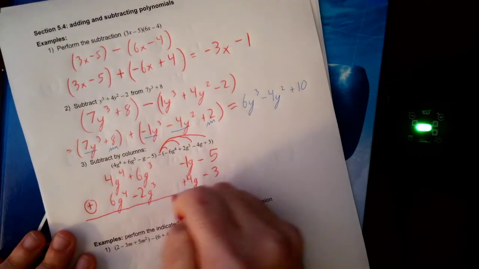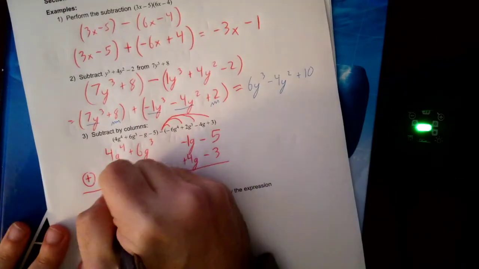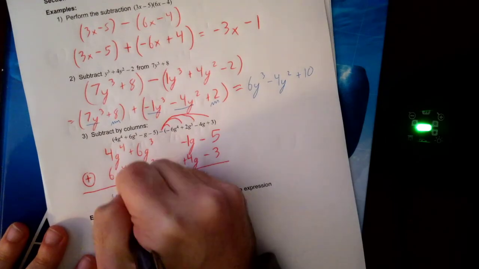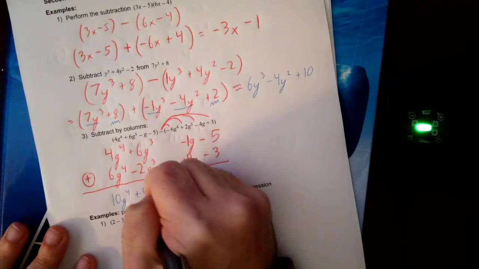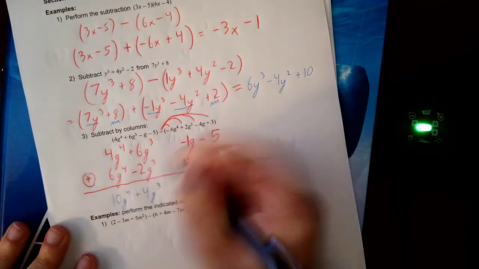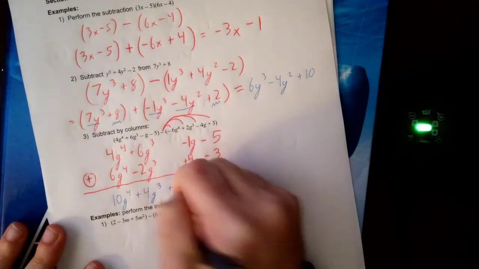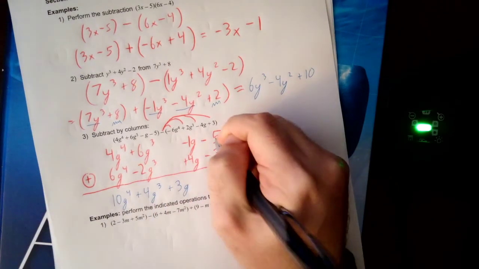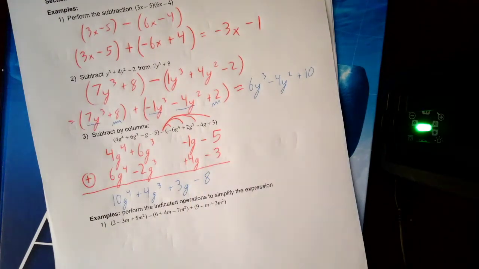So I can subtract by columns by setting up a vertical addition also. You can do both problems vertically. Just be careful with your signs. Adding vertically gives me 10g to the 4. 6 and negative 2 add up to be positive 4g cubed. Negative 1 and positive 4 make positive 3g. And minus 5 and minus 3 make minus 8 when I add together.